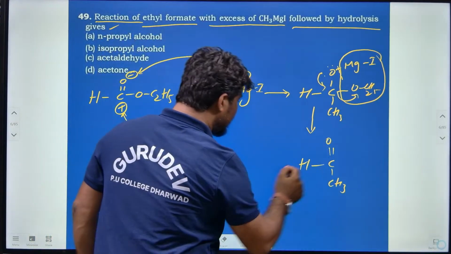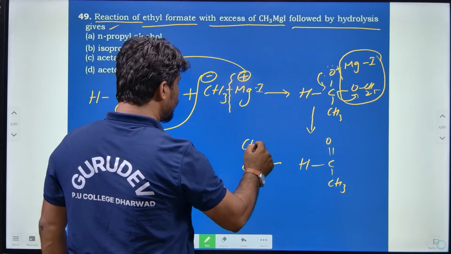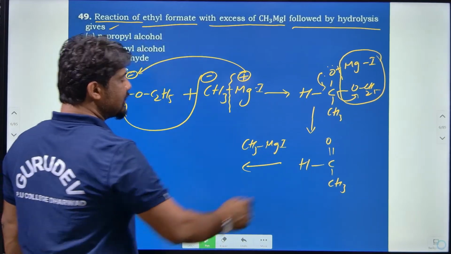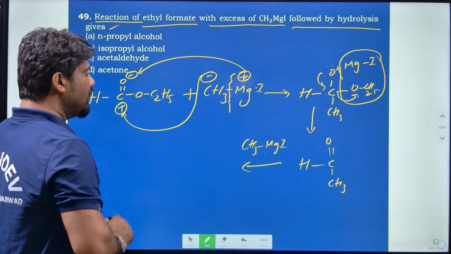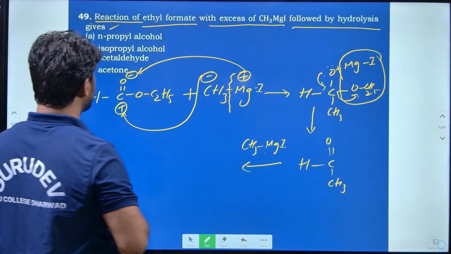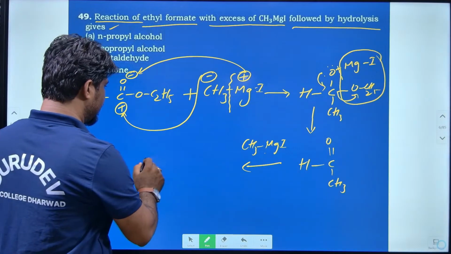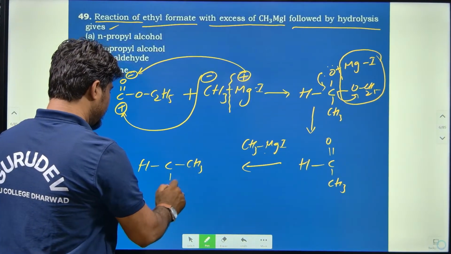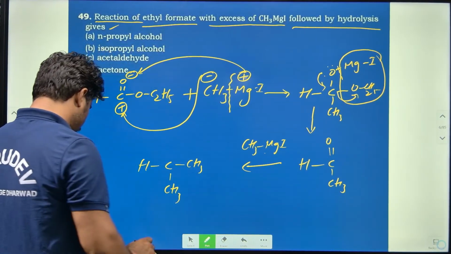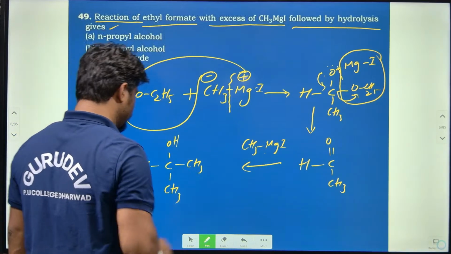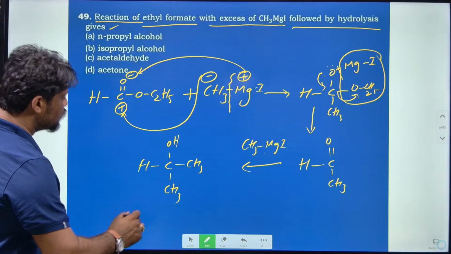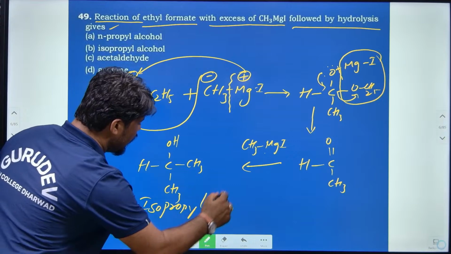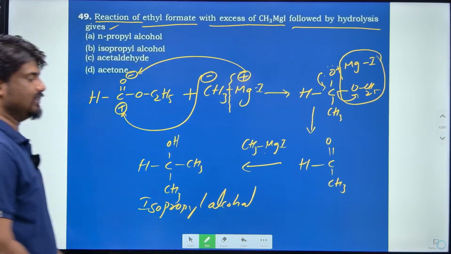Now this acetaldehyde is further treated with one more molecule of CH3MgI. This acetaldehyde further reacts with one more Grignard reagent, resulting in the formation of HC, here one more CH3, here one more CH3, and the OH forms. Like this I can get the isopropyl alcohol.